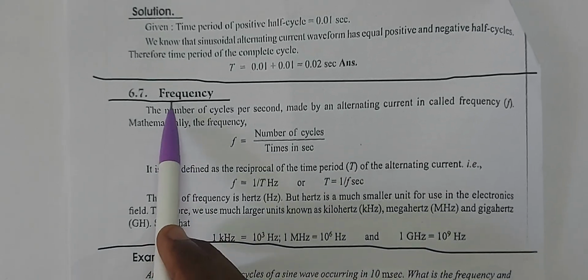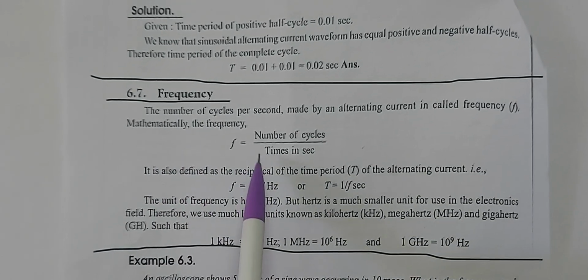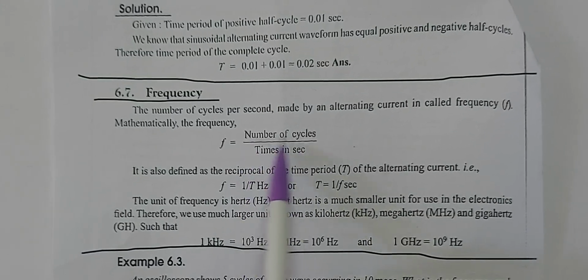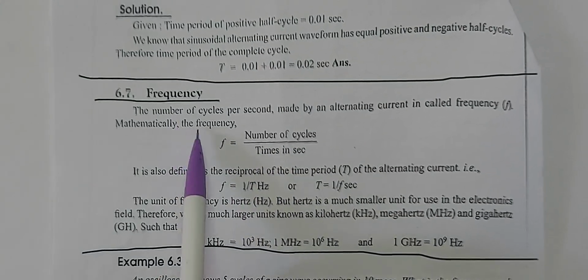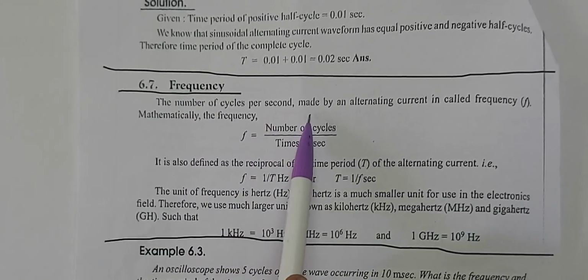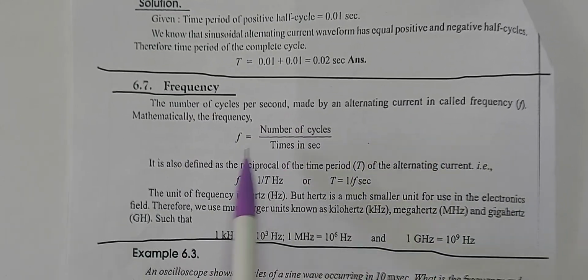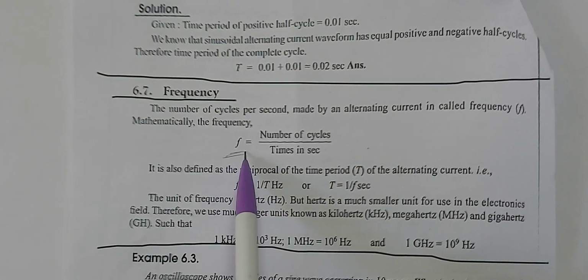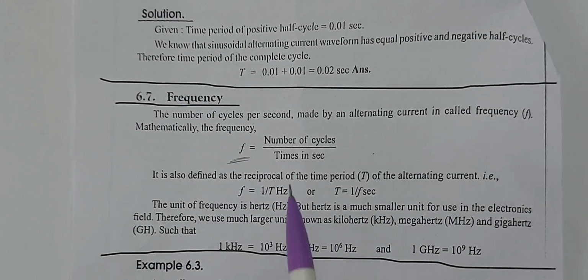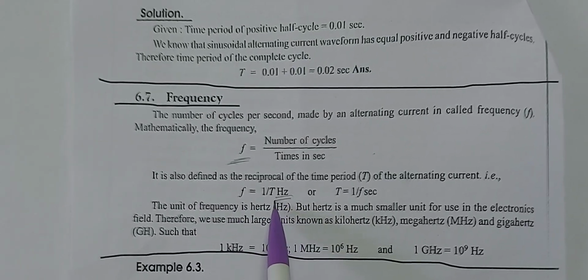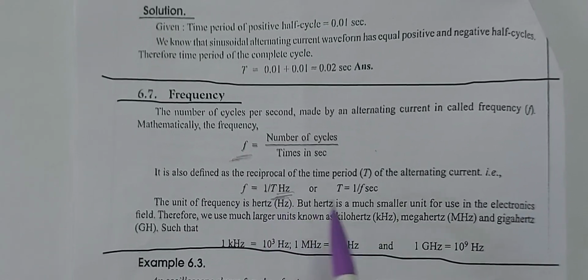So next, frequency. The frequency is nothing but the number of cycles divided by time in seconds. The number of cycles divided by time will give the frequency. The frequency is the number of cycles per second made by the alternating current. The frequency is normally denoted by small f. The unit of frequency is hertz.